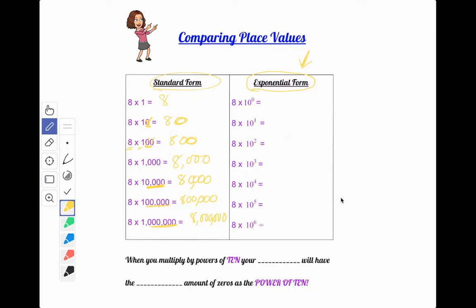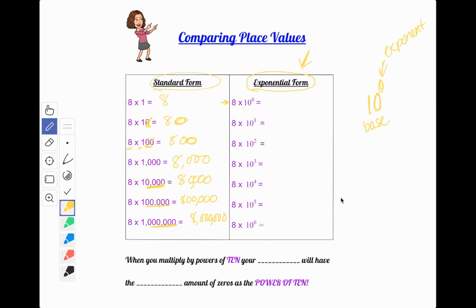Okay, so exponential form is 8 times 10 to the 0. Now, an exponential, let's talk about that for a minute. You have 10, which is going to be called your base, and 0 is going to be called your exponent. The little number at the top right is called an exponent. The exponent tells the base what to do. It's the boss.